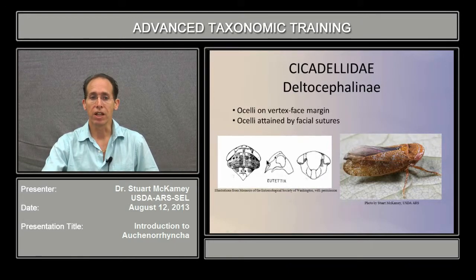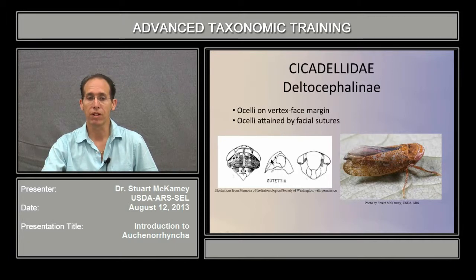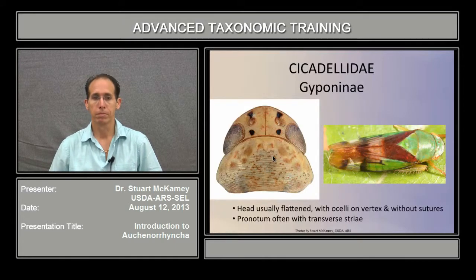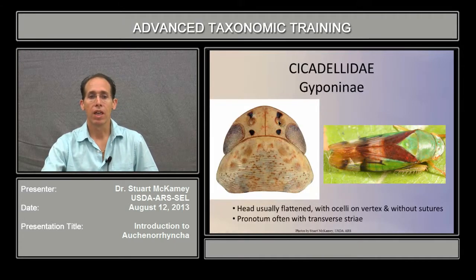In the Deltacephalini, the ocelli are on the face, on the facial margin or the vertex margin, very close to the eyes or further from the eyes, and they are attained by these facial sutures. The face is not swollen because these do not feed on xylem, they feed on phloem and also include some important vectors of phytoplasmas.